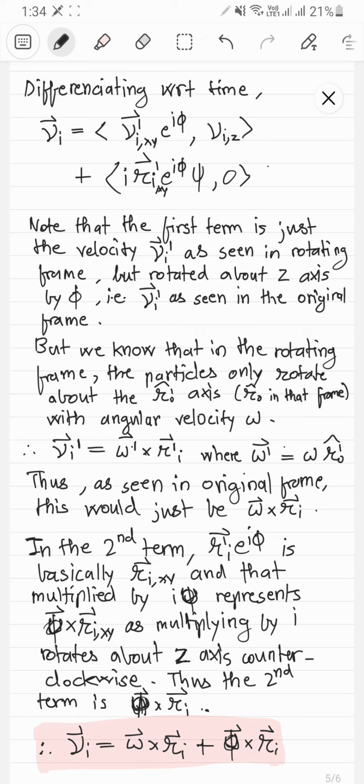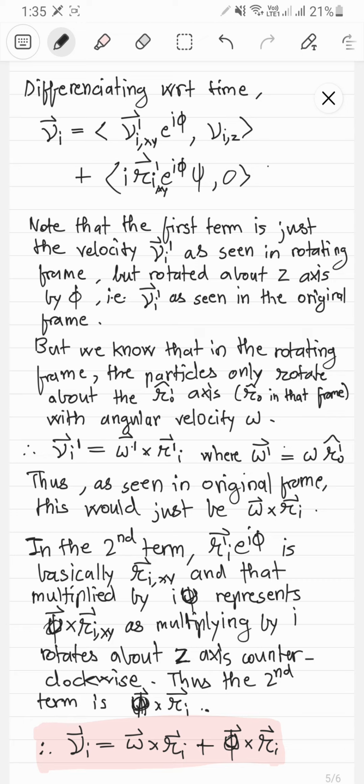And what about this 0? Well, psi is along the z-axis, so any z component of our ri vector will get cancelled while taking this cross product anyway, so you don't need to worry about this 0, and it just works out. Cool.